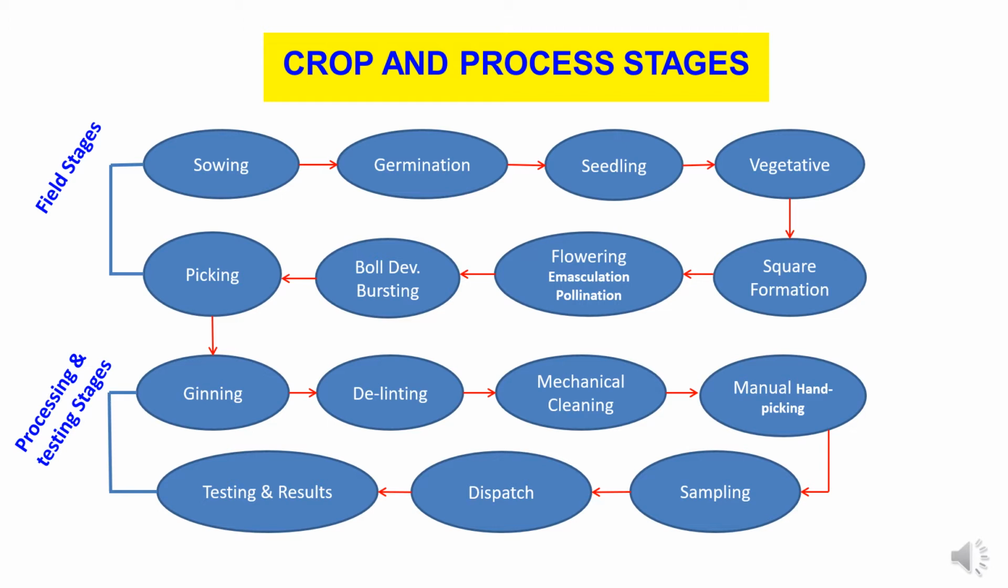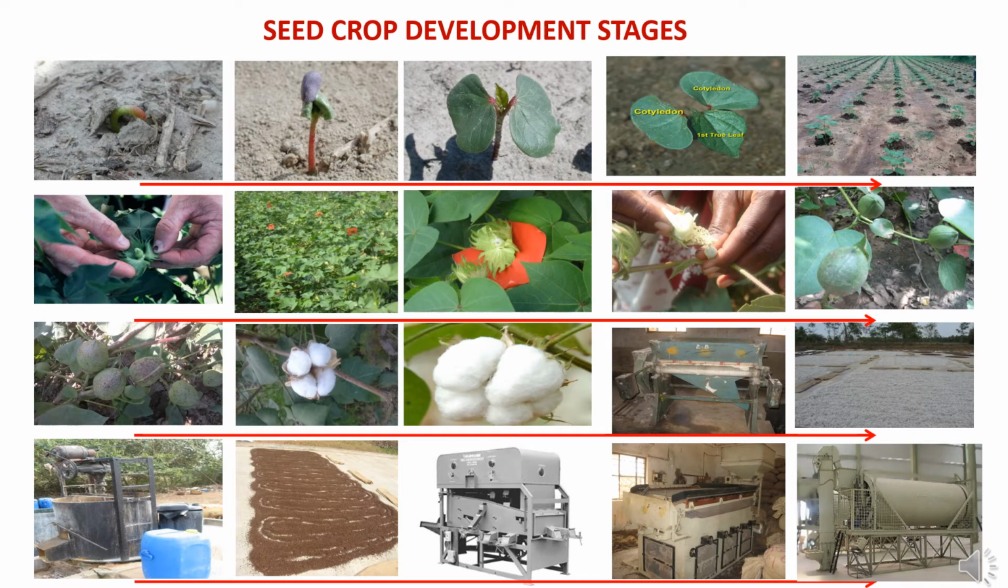After that, the plant processing stage starts with ginning, then delinting, then mechanical cleaning, then manual hand picking and sampling, then dispatch of the final produce, and onwards testing and results. These are the processing and testing stages. Here we have shown pictures of field stages in hybrid seed production, and then the processing activities where the implements are used. We will cover each stage and process in detail.